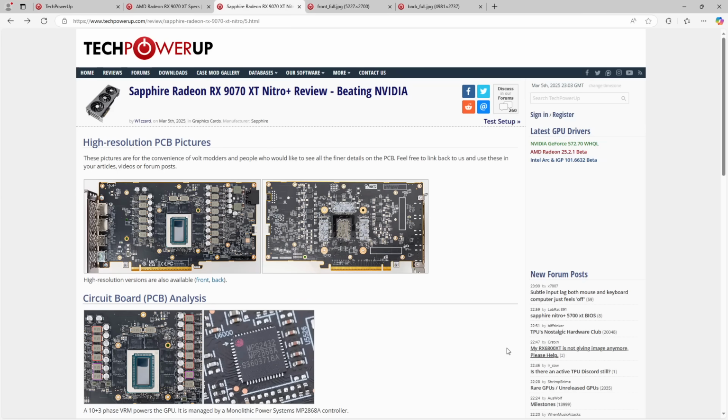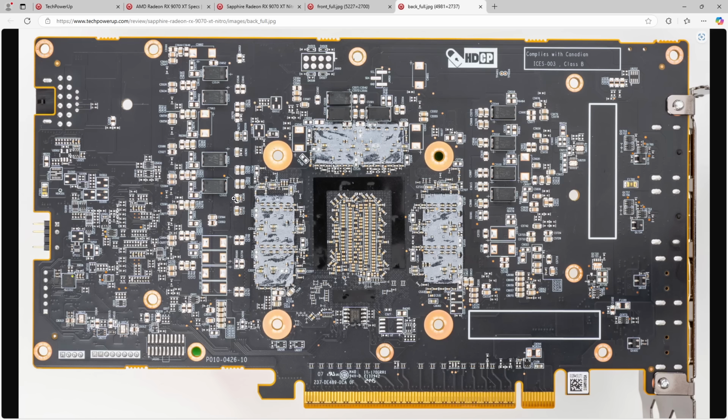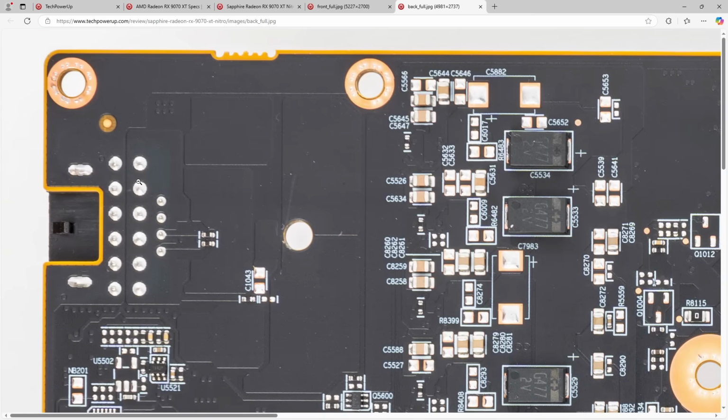Hi guys, Buildzoid here, and today we're going to be taking a look at Sapphire's implementation of the 12-volt high failure connector on the Sapphire Radeon RX 9070 XT Nitro Plus. Because ever since I heard that Sapphire is using the connector, I've been wondering if they did anything clever with it. And well, thanks to TechPowerUp's review over here, I can now tell you that they are in fact not doing anything clever with it.